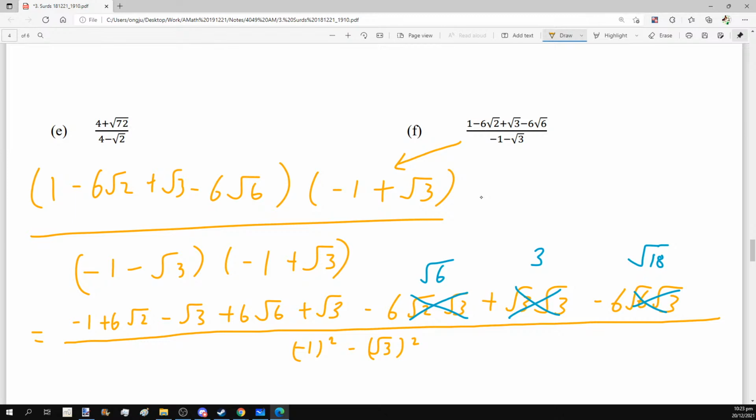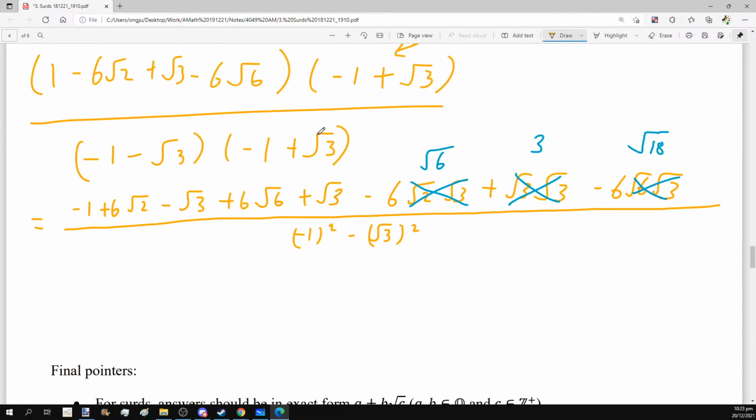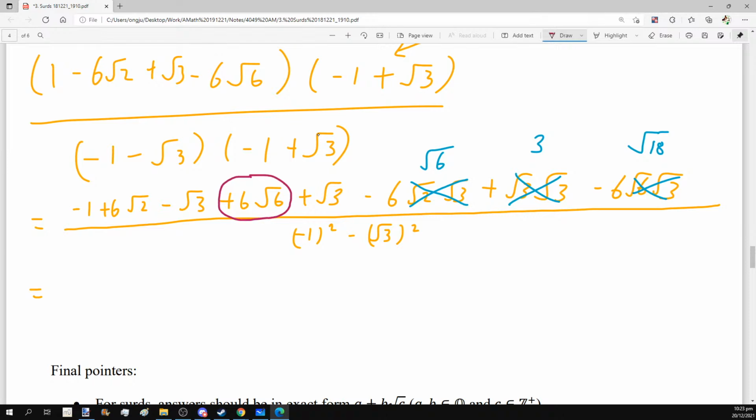Right, so once we have this, then we can go on to further simplify. In this case, we will see that the numerator is the main problem, right? There's like 20 million different objects. So in the numerator, let me draw your attention to how there's a positive 6 root 6 here. There's a negative 6 root 6 over here. So let's cancel both of them.